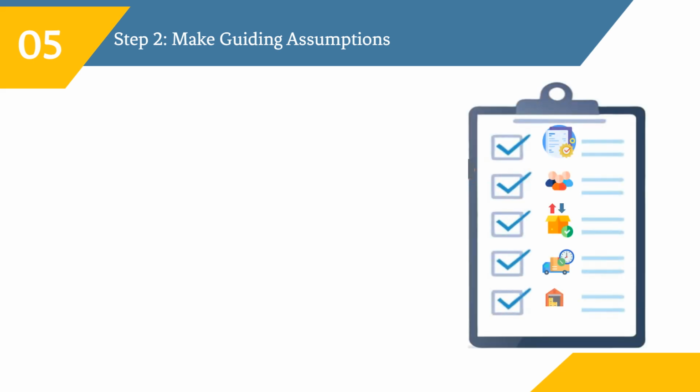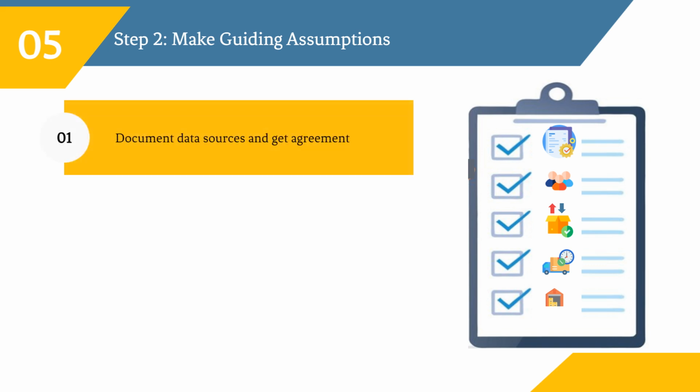After organizing the data, the next step is to make assumptions based on the reliability of that data. These assumptions will guide the supply planning process. Start by documenting the data sources to ensure transparency. Then, get agreement from the quantification committee, so everyone is aligned.